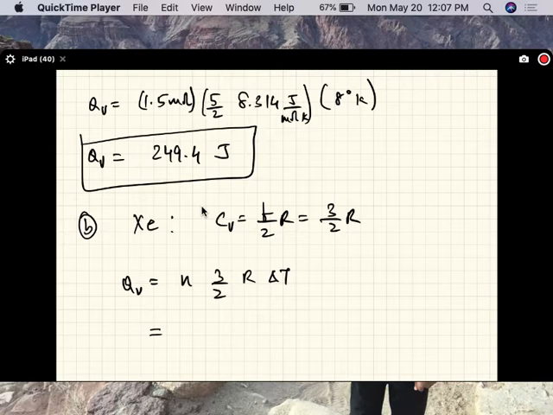So all you have to do is, this is 5/2 R and this one is 3/2 R, so just divide that number by 5 and multiply it by 3. Divide that by 5, that's 50, times 3 is 150. So roughly 150. Okay, so let's do that: 249.4 divided by 5.